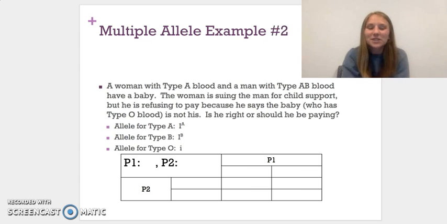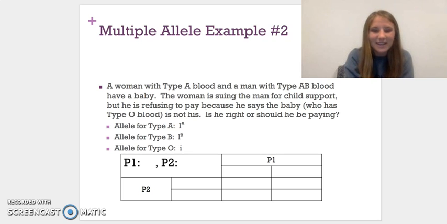This one is the first one you're going to do on your own. A woman with type A blood and a man with type AB blood have a baby. The woman is suing the man for child support, but he is refusing to pay because he says the baby, who has type O blood, is not his. Is he right, or should he be paying?